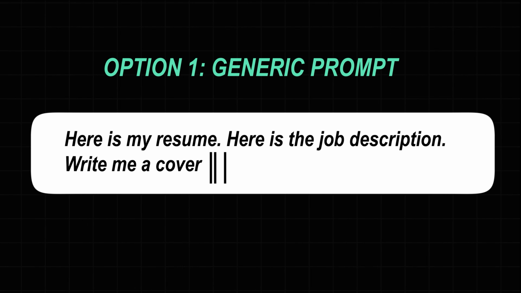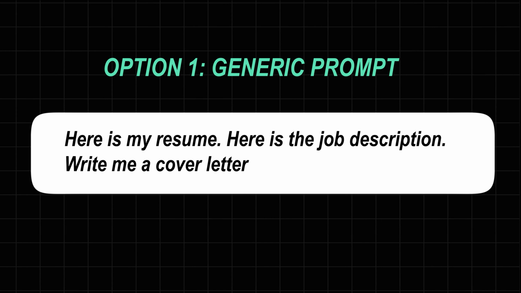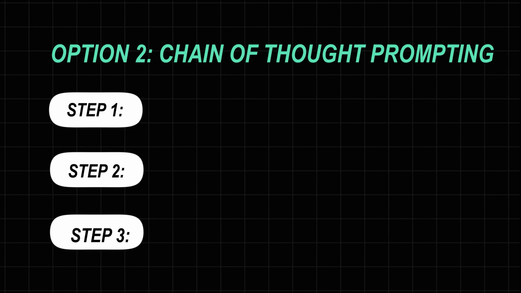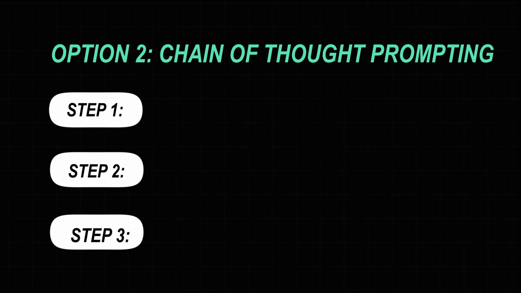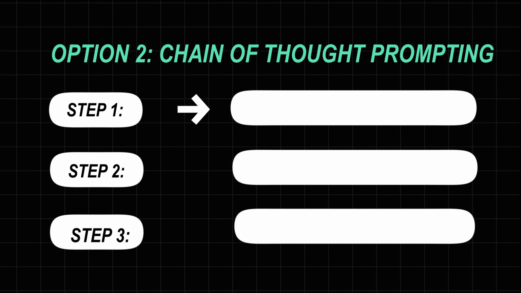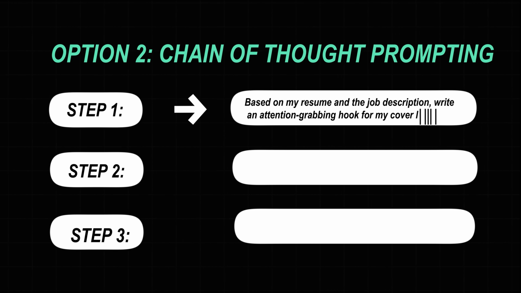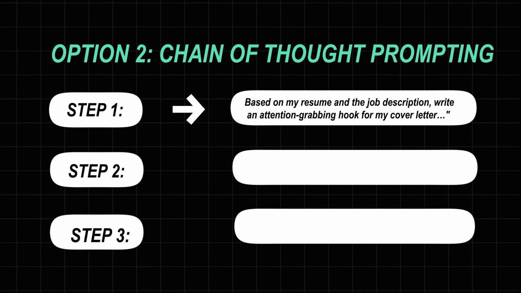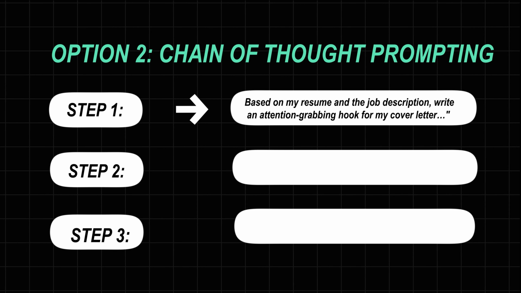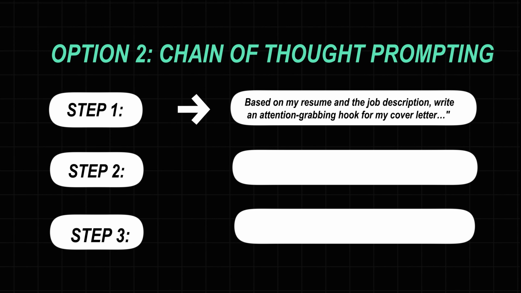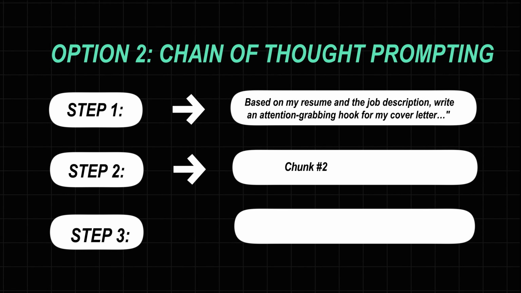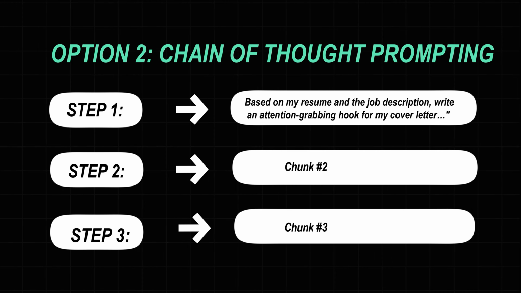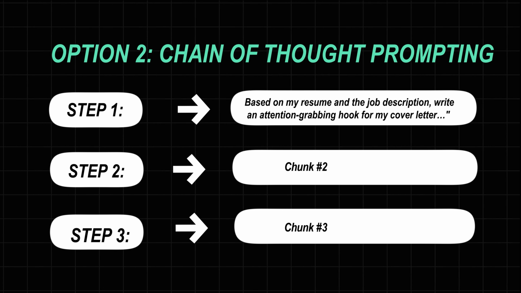Option 1, you share your current resume and the job description with the chatbot and just prompt it to write you a cover letter. Option 2, with the chain of thought prompting, you break the largest task, writing an entire cover letter, into manageable steps, with step 1 being, based on my resume and the job description, write an attention-grabbing hook for my cover letter. And then after making some minor tweaks, step 2 would be pasting the hook paragraph back into the chatbot and asking it for the body paragraph. And all you would simply do is just rinse and repeat for the closing paragraph.